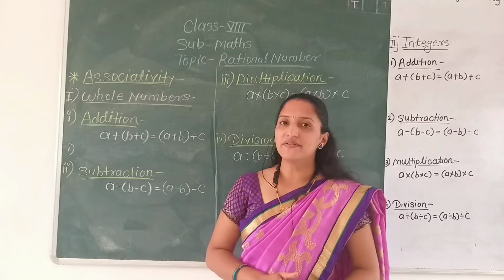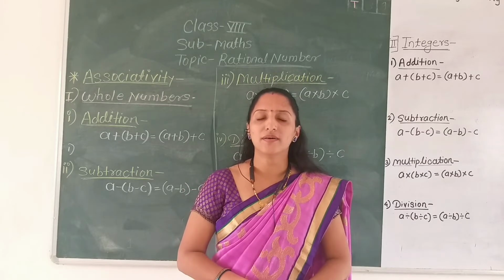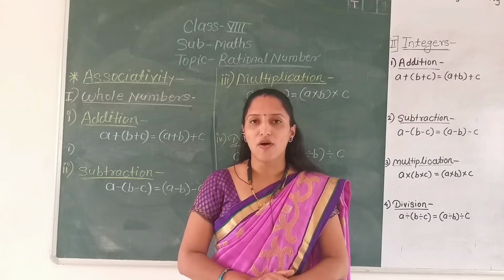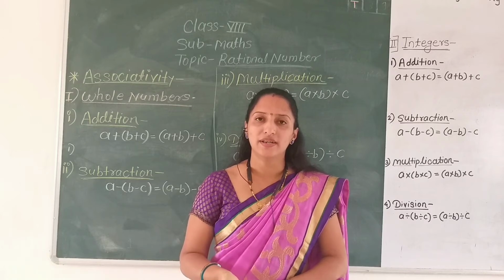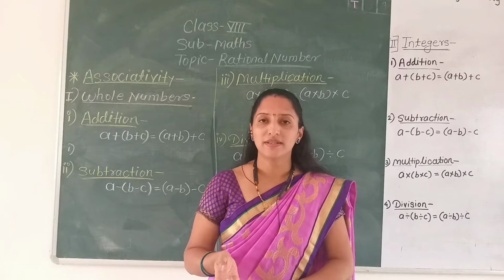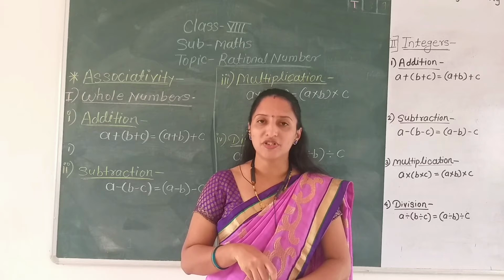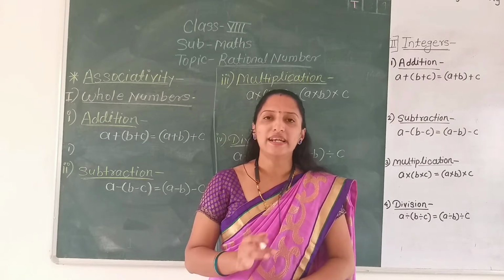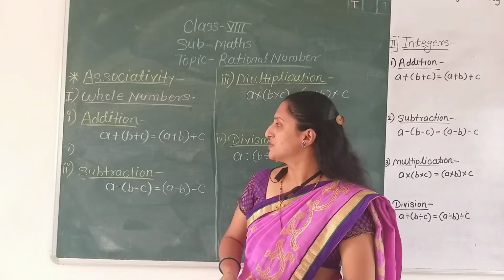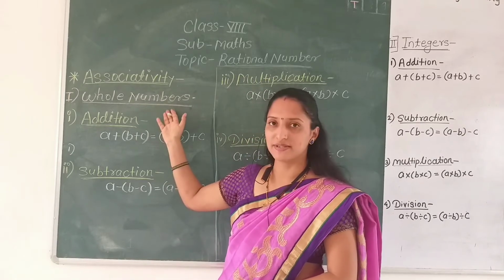Now this associativity property says that when three or more numbers are grouped to perform a mathematical operation, the order of grouping does not affect the answer. So let us check associativity of the four mathematical operations for the whole numbers.